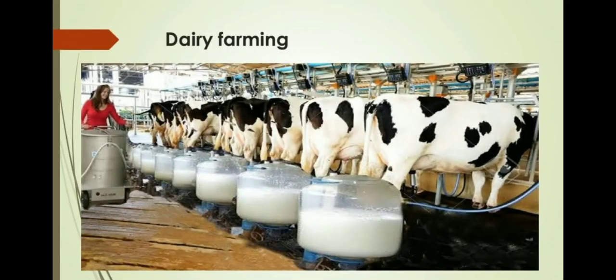Next one is dairy farming. This refers to rearing cattle for milk. It is an important industry of the USA and Canada. Dairy farming is found in the cooler and humid parts of the prairies, the Great Lakes areas and the northeast region along the Atlantic coast. North America produces about 25% of the world's total milk and dairy products.